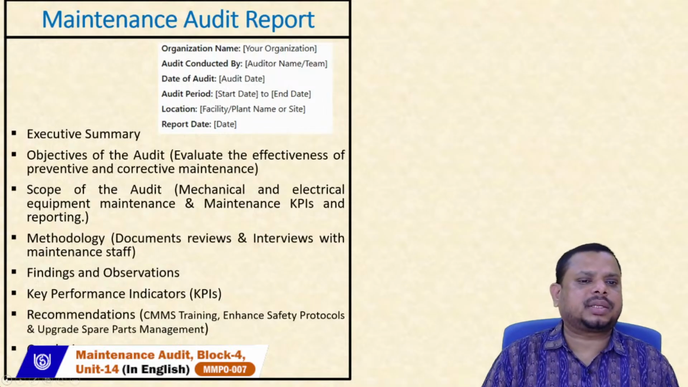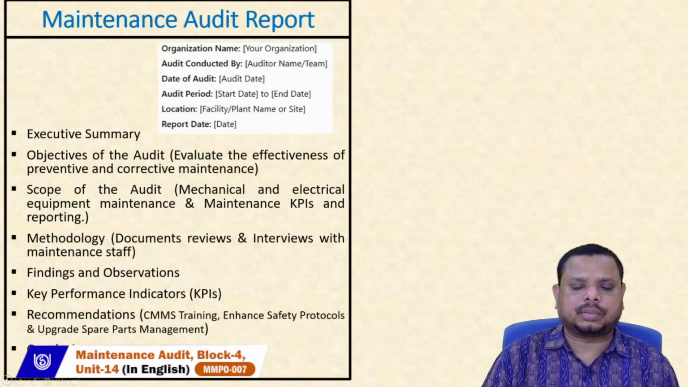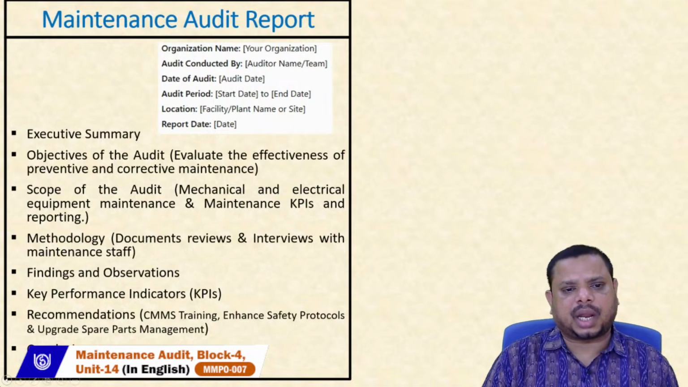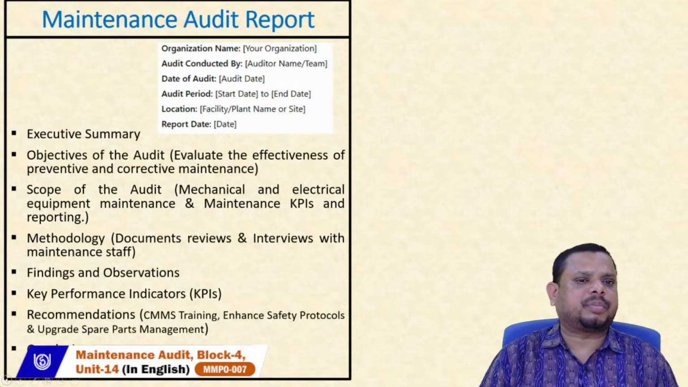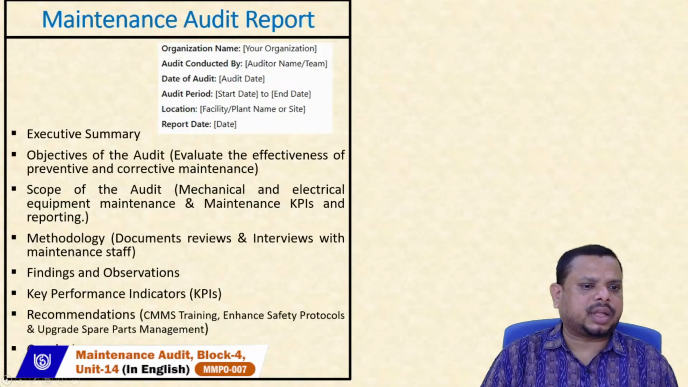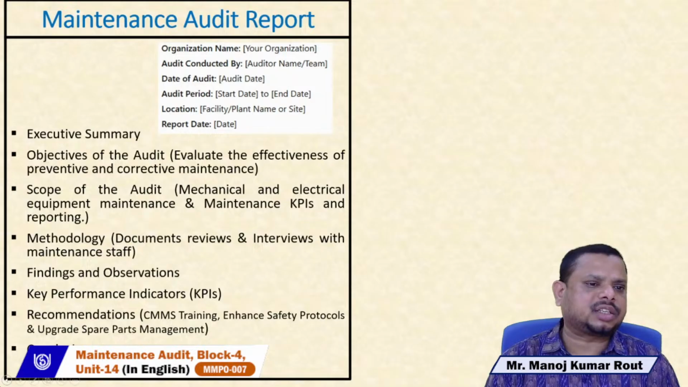The next important part is the location of the plant or organization should be mentioned, or they must include the facilities or plant or the name of the site, and the report submission date should be mentioned. So what are the contents of your maintenance audit? The first one is they will provide the executive summary. The executive summary is the mirror of the entire maintenance audit report, a brief paragraph that is the summarized report of the entire maintenance audit.